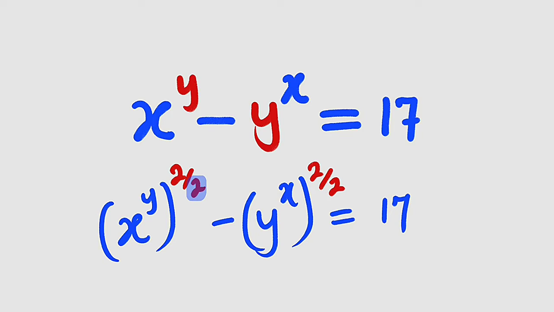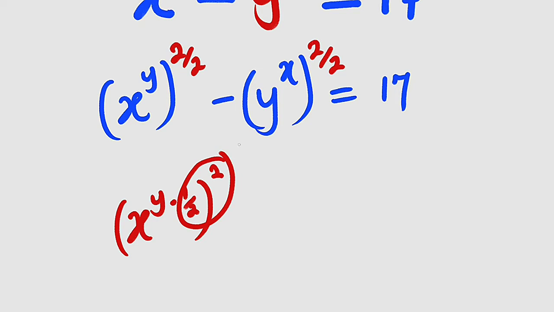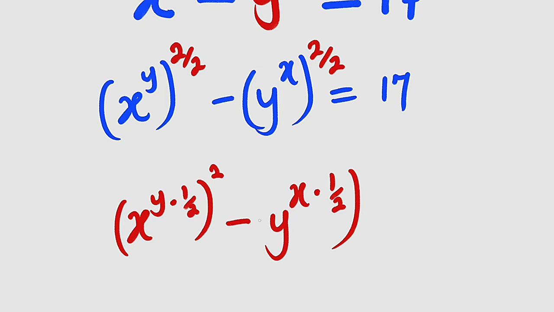And from here, we may decide to take the denominators inside, according to one of the laws of indices. So this will give us x raised to the power of y multiplied by 1 over 2, but raised to the power of 2, minus y to the power of x multiplied by 1 over 2, raised to the power of 2. This is equal to 17. If you multiply these two exponents, you get y divided by 2 and x divided by 2. Therefore, we can write it properly.